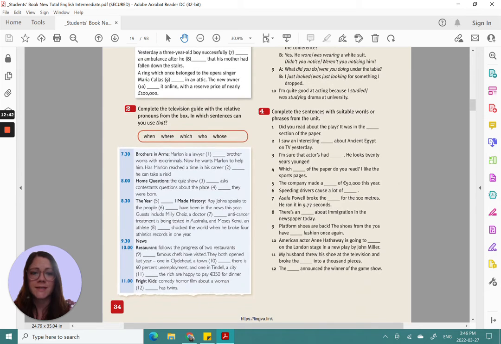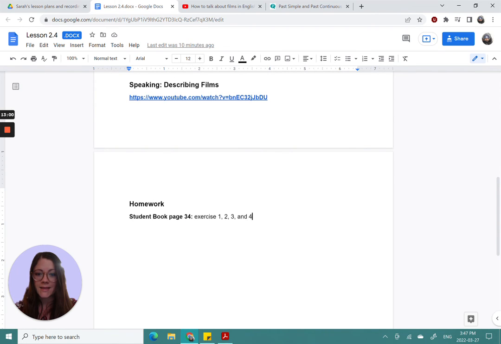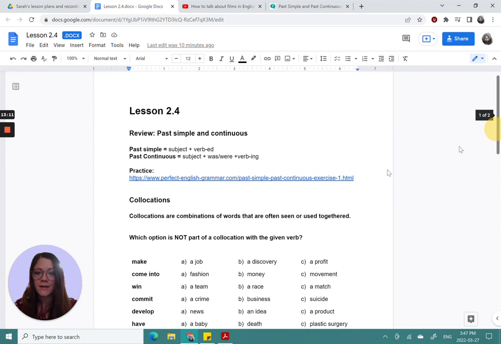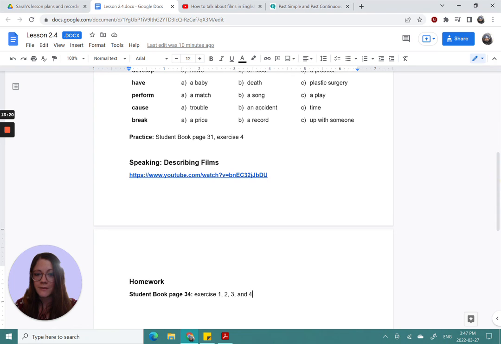And then number 4 is just a general review of all of the vocabulary we've done in Unit 2. So you can go back through Unit 2 to find an appropriate word to fill in these blanks. And that is your homework for this unit, in addition to the practice exercises that I've given you, and also the review exercise for past continuous and past simple. You can also watch this video again as a review for how to describe films.